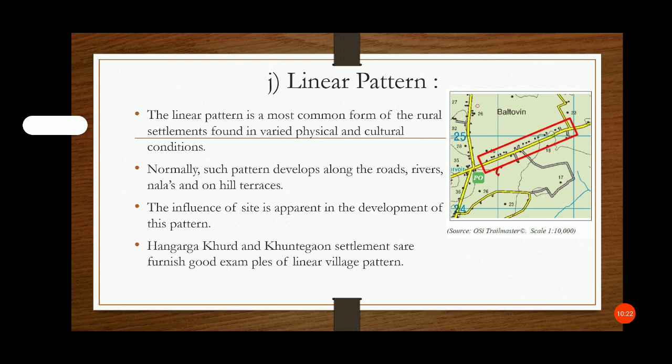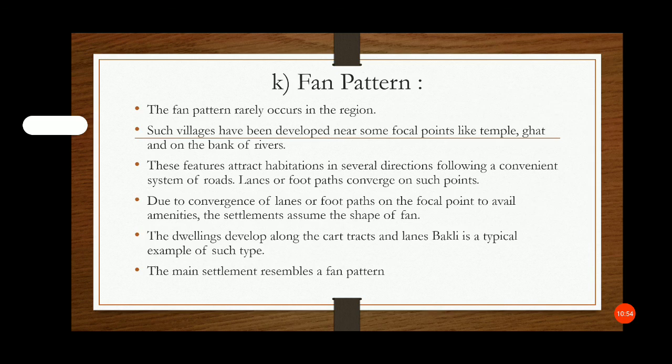Linear pattern is the most common form of rural settlement found in various physical and cultural conditions. Normally, such patterns develop along rivers, roads, and nalas on hill terraces. The influence of site plays a part in the development of this pattern. Haranganga Khurd and Kuntegaon settlements are good examples of a linear village pattern.